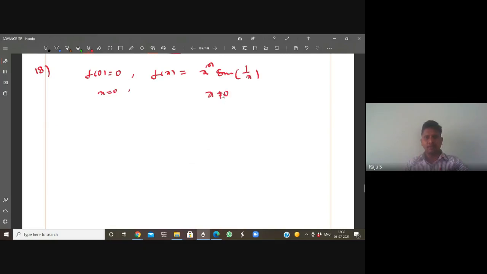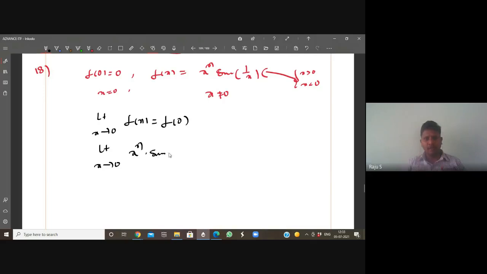X not equal to 0 means here again we would have to find left hand derivative, right hand derivative, but not equal to 0 means when x greater than 0 and x lesser than 0, both the cases they define only one function. So here we can use the first formula, limit x tends to 0, f of x is equal to f of 0. Limit x tends to 0, x power n sine 1 by x is equal to 0.